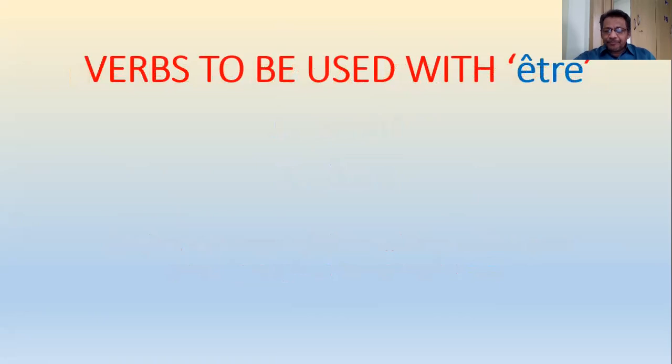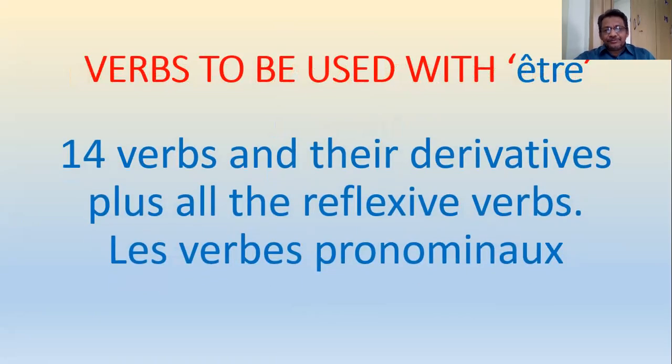Now, the answer is that there are 14 verbs. There are umpteen number of verbs in French, not only in French, in any language. Être has to be used as the auxiliary verb with 14 verbs and their derivatives, and also with the reflexive verbs, le verbe pronominal. What I'm saying is, there is a huge number of verbs, but être has to be used as the auxiliary verb with only 14 verbs and also with their derivatives.